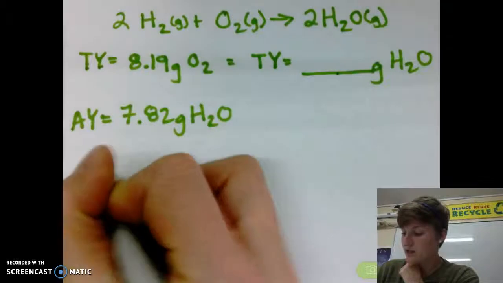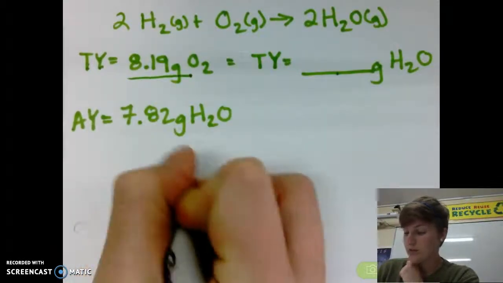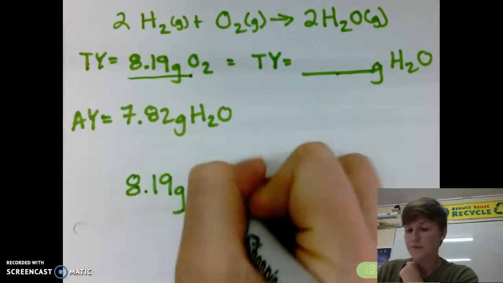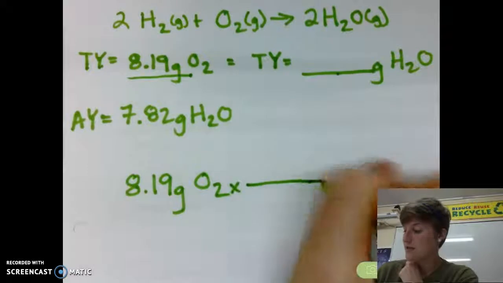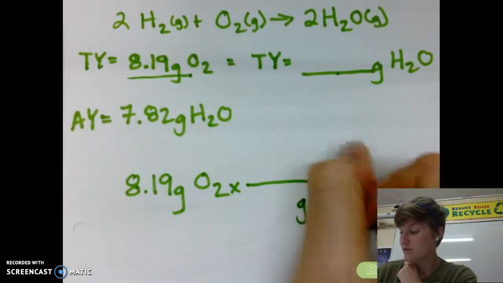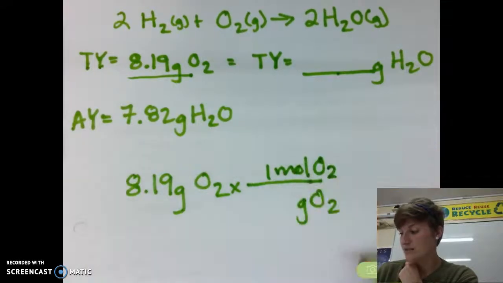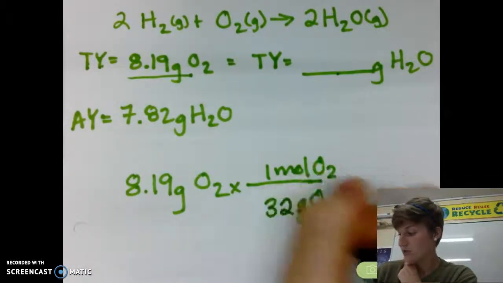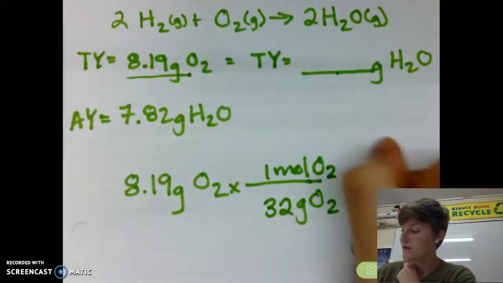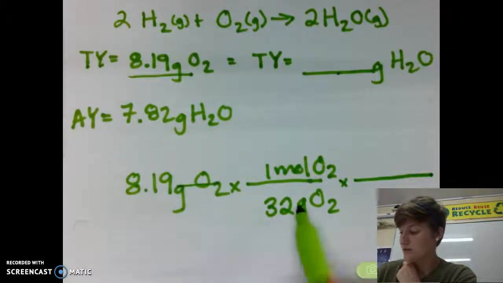So write our given. Our given is 8.19 grams of oxygen, and this is going to need to be canceled out. So we want grams of oxygen, and so we're going to use the molar mass of oxygen. Which should be 32 grams, 16 times 2. And that way our grams will cancel out.